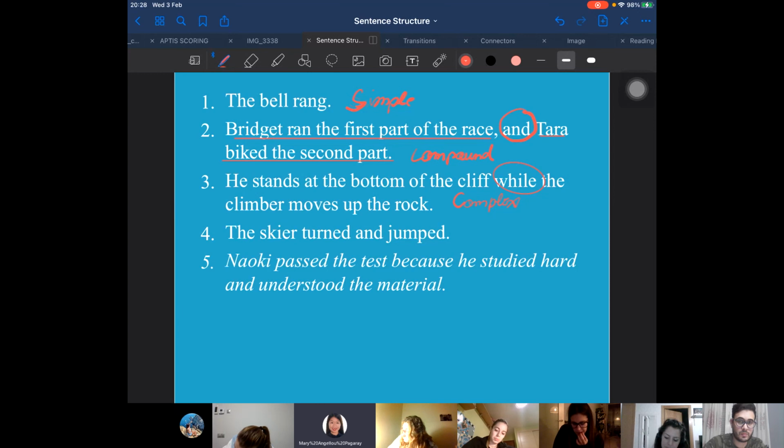So can you tell me where is the independent and where is the dependent? The independent is he stands at the bottom of the cliff. Perfect. And dependent is the climber moves up the rock. The climber, sorry. Okay. Don't worry. All right, so that's the dependent. Exactly. All right, number 4, Sarah.